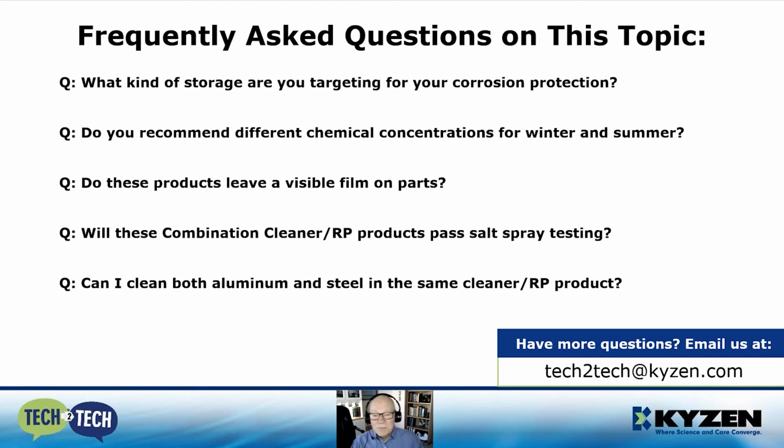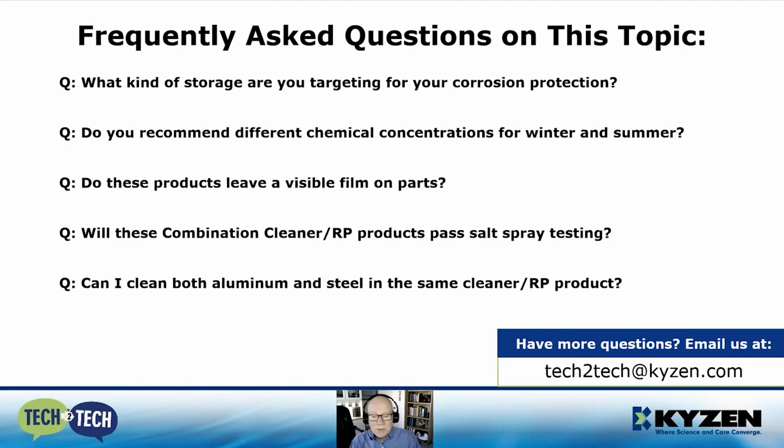Do you recommend different chemical concentrations for winter and summer? With the really difficult parts, like I mentioned before, cast steel, normally we do. With this steel product, we'll normally recommend 3 to 5% in the wintertime, and in the summer, we'll go up a couple percent to 5 to 7%, and that's in the wash and the rinse.